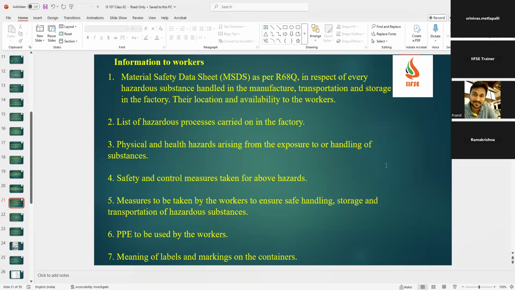Then the meaning of labels and markings on the containers. Yes, this is very, very important. When we say meaning of the labels and markings, basically what are the labels we see on the chemical containers? We have 30 seconds. What are the various labels? Hazard, potential hazard.